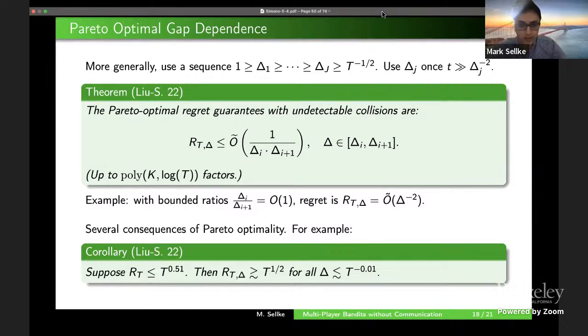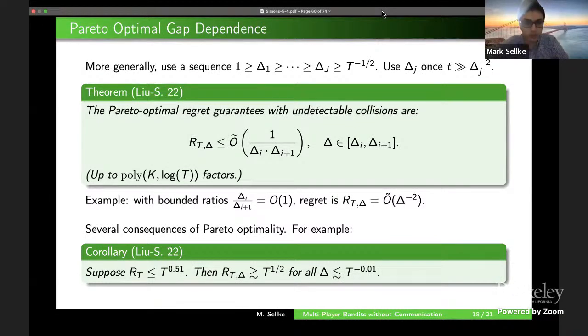So this has a lot of nice consequences and examples. So one example is if your gap size schedule delta i's are going kind of slowly, like by a constant factor every time, then basically the regret is going to be 1 over the square of your gap. On the other hand, if you just have like delta 1 equals 1 and delta 2 equals t to the minus 1/2, so you have as little going on as possible, then you'll recover the square root t regret.